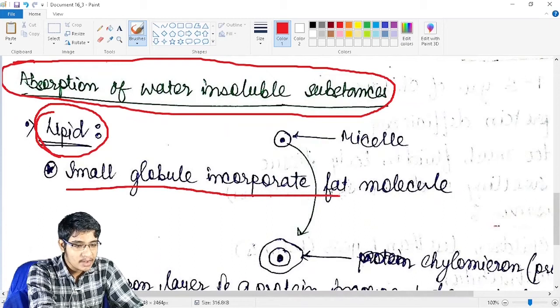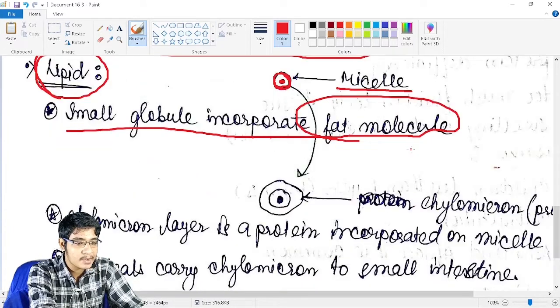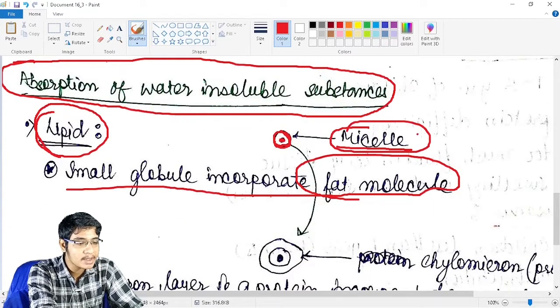A small globule incorporates the fat molecule. Suppose this small dot right here is a fat molecule, and a globule incorporates on the fat molecule, which is known as micelle. What is the micelle? It may come in the exam. Micelle is the small globule incorporated on the fat molecule.